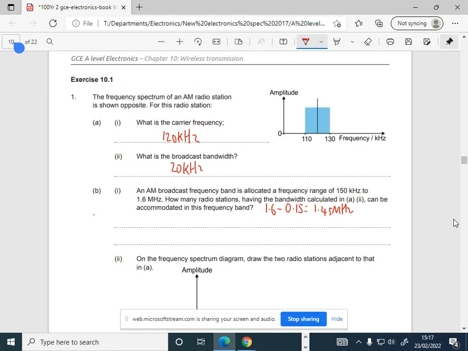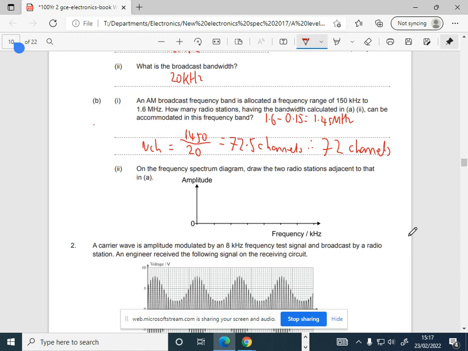Put into kilohertz if you prefer, 1450 kilohertz. So on the data sheets, you've got the channels, N channel is available bandwidth, 1450 kilohertz, divided by obviously the bandwidth itself. That gives you 72.5. Obviously, you can't have that many channels because it's a weird number. So 72 channels, therefore 72 channels. It's got to be a whole number.